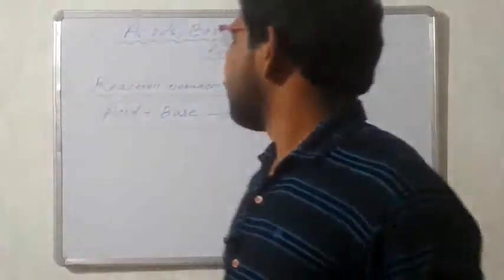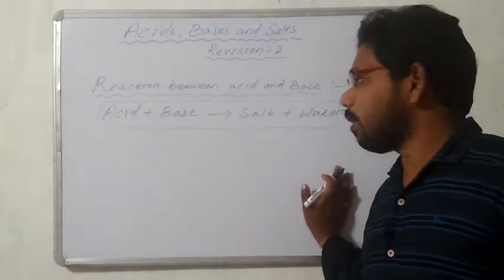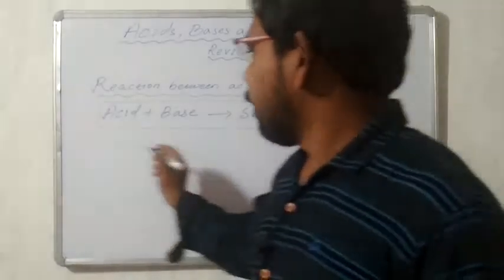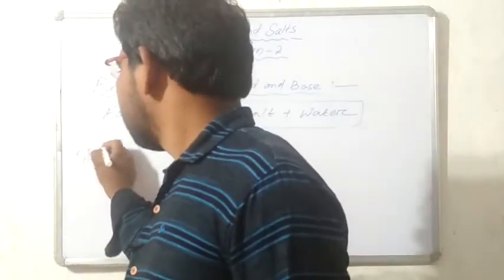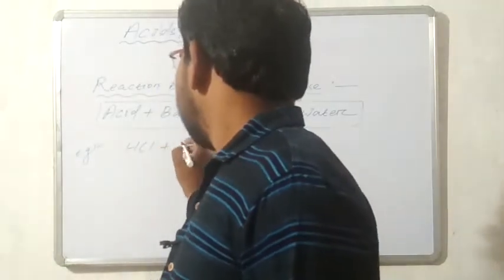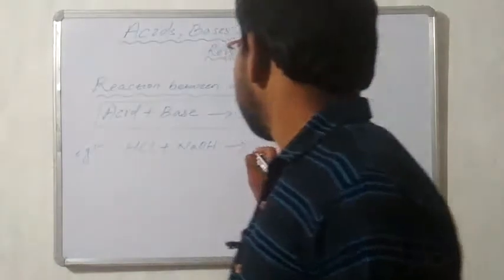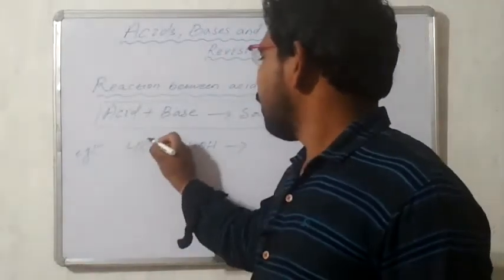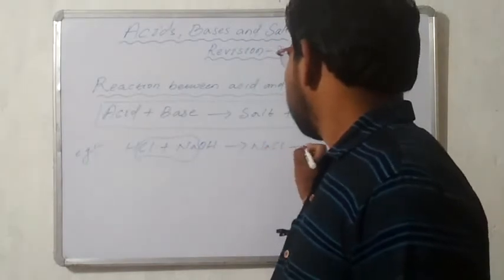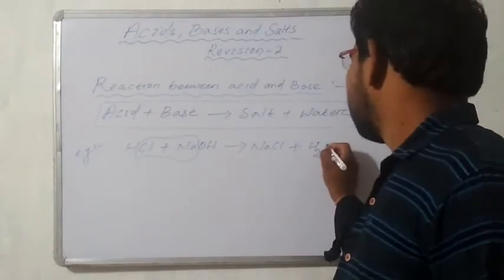When acids react with bases to form salt and water, this reaction is known as a neutralization reaction. We take one example: the acid is HCl and the base is NaOH. Then the salt will be formed: here Cl and here Na form NaCl, and OH and H form water, H2O.